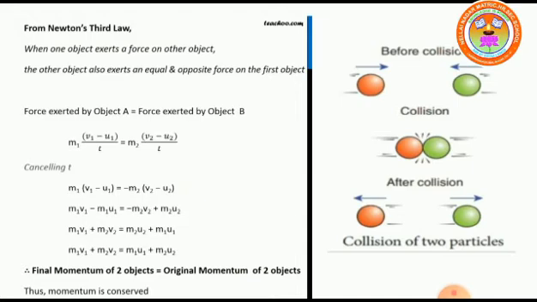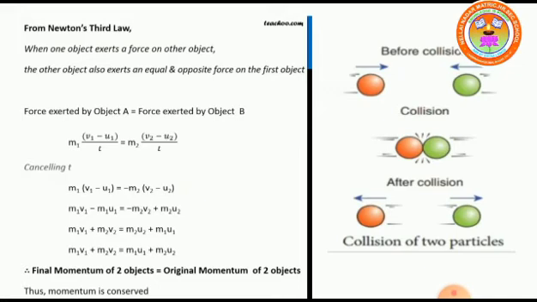The sign will be changed. So m1u1, so m1v1 plus m2v2. The v family is there on the left hand side, then equal to the u family on the right hand side. m2u2 plus m1u1. So m1v1 plus m2v2 is equal to m1u1 plus m2u2.